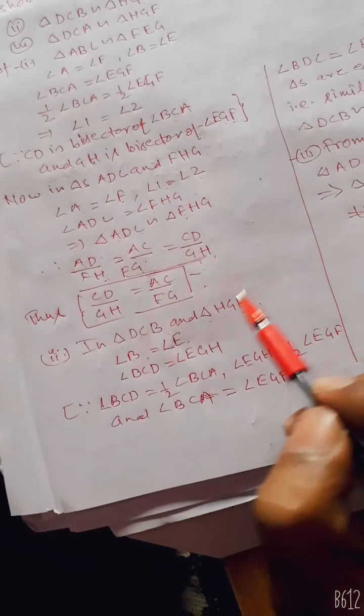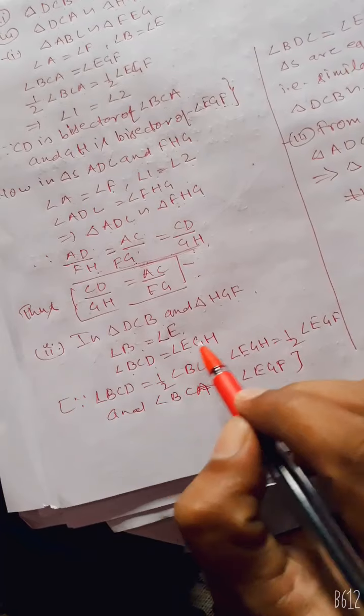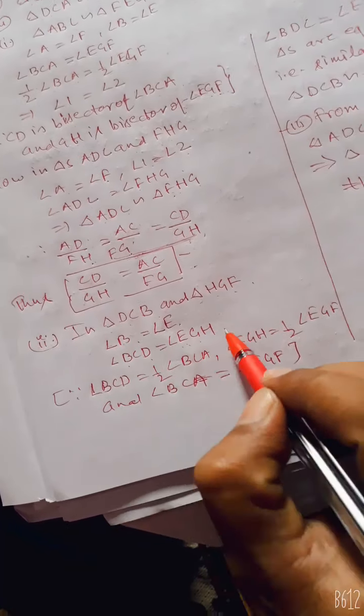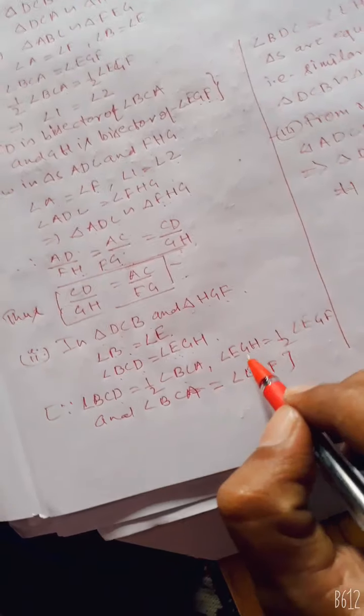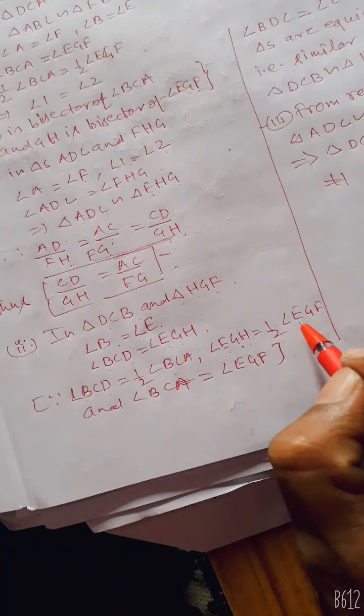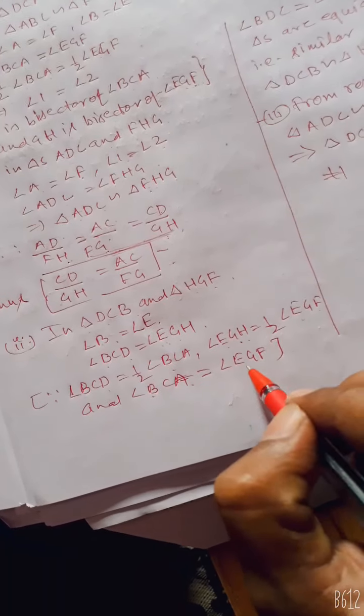Now for the second, in triangle DCB and triangle HGE, angle B equals angle E, because triangle ABC is similar to triangle FEG. Now angle BCD equals angle EGH. We know that BCD is half of angle BCA, and EGH equals half of angle EGF, since angle BCA equals angle EGF.